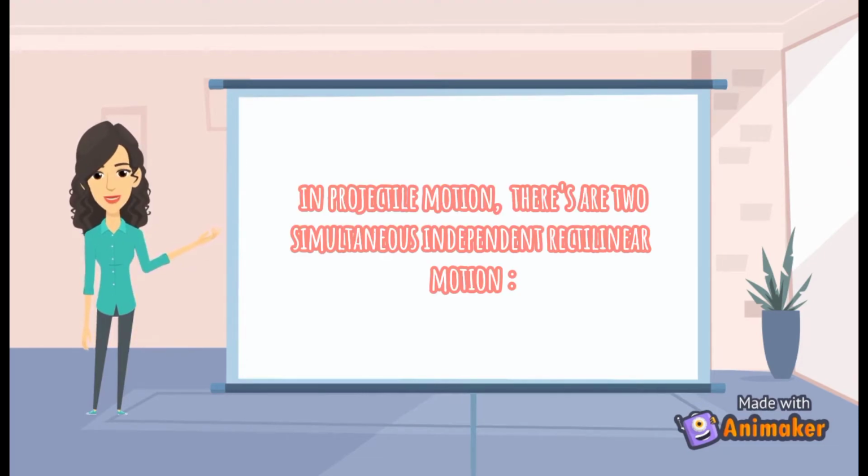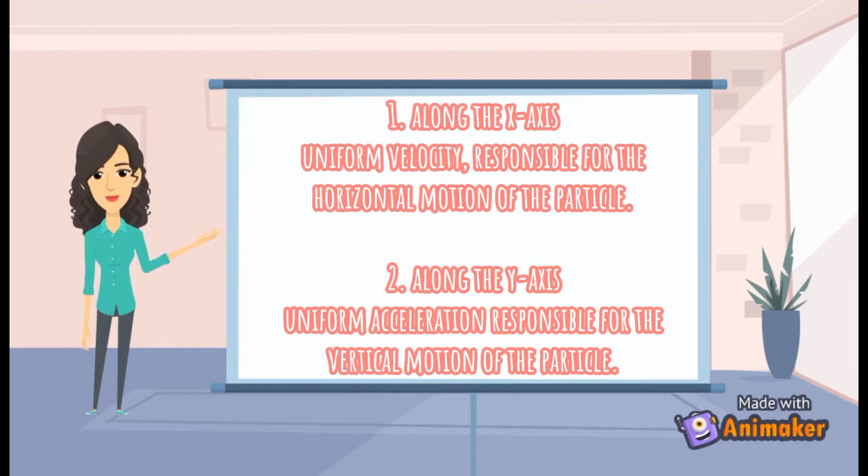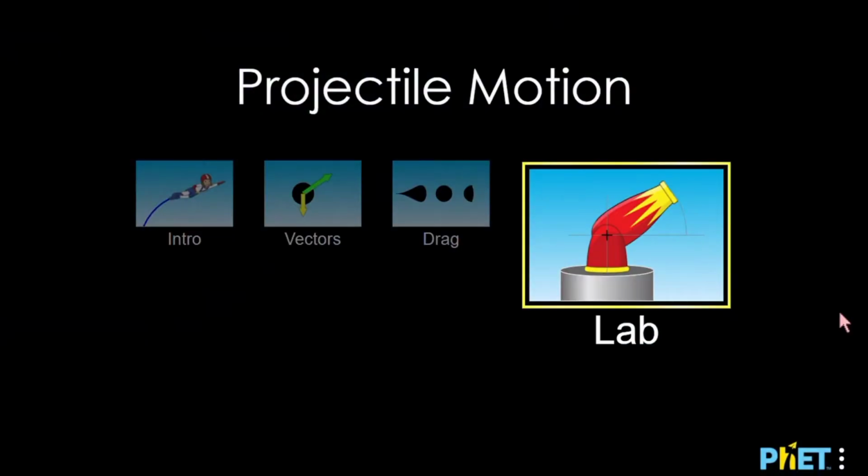In projectile motion, there are two simultaneous independent rectilinear motions. Along the x-axis, uniform velocity is responsible for the horizontal motion of the particle. Along the y-axis, uniform acceleration is responsible for the vertical motion of the particle.